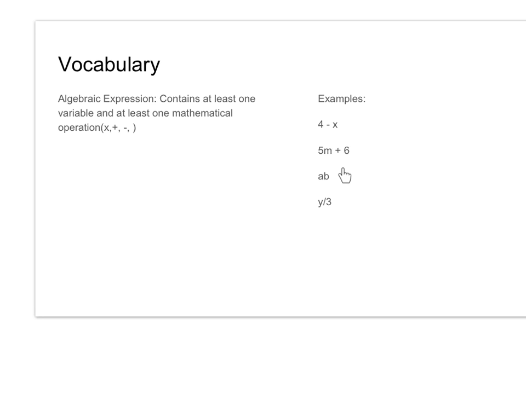We have ab. If you remember from last year, when two variables are next to each other, that means multiplying. So that's a times b. So we do have an operation in there, even though you cannot see it. And our last example is y over 3. That little slash or fraction bar is common. Remember, a fraction also means division, y divided by 3. So again, we have our variable, and we have an operation, which is division.